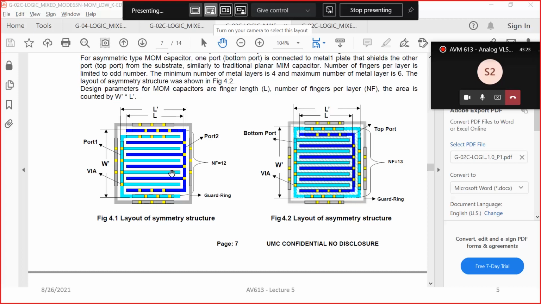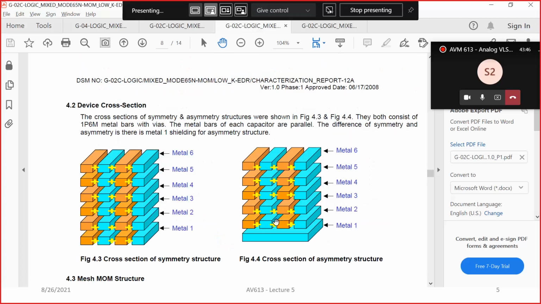So what will happen? Two adjacent lines are going to form capacitances with each other. And not only that, you also have this replicated one on top of each other. Okay. So you have capacitance both horizontally and vertically. Okay. So again, there are two types. One is symmetric and the other is asymmetric. The difference is basically given here.